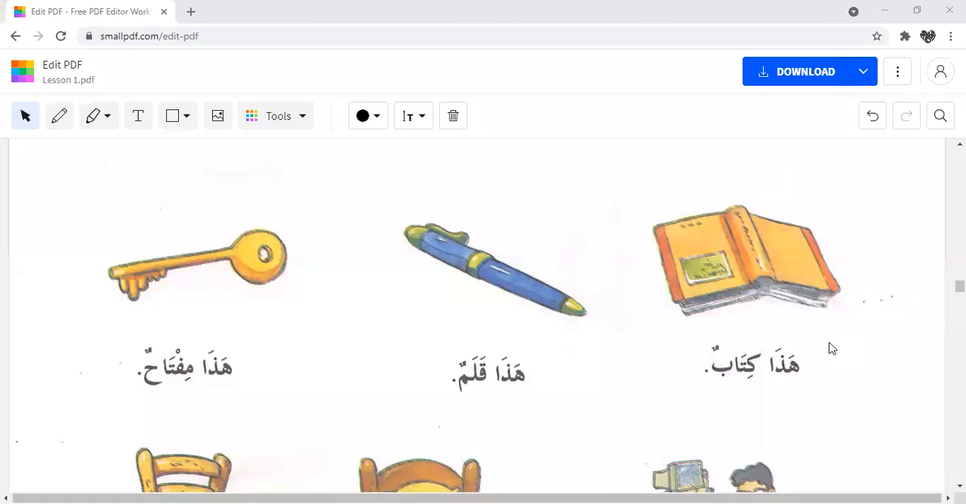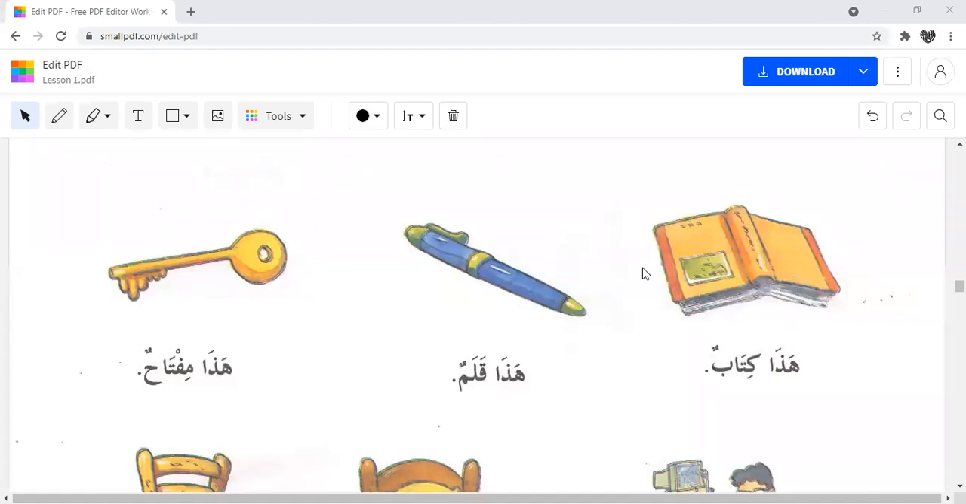Miftahun. Yes. Could you translate, please? This is a book. This is a pen. This is a key. Very good. Thank you. Madinah.